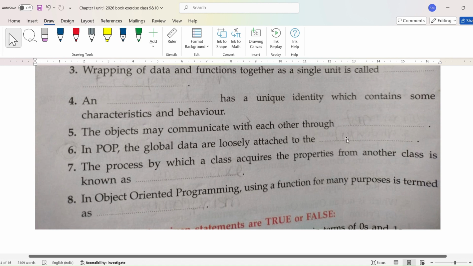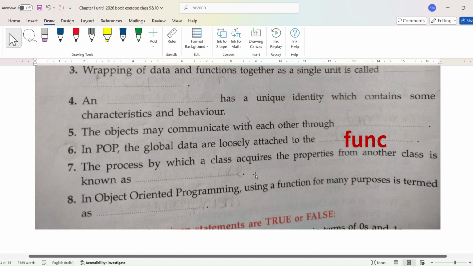Question 4. Dash has a unique identity which contains characteristics and behavior. Answer: object. An object has a unique identity which contains characteristics and behavior. Question 5. Objects communicate with each other through dash. The answer is functions. Question 6. In POP, the global data are loosely attached to the dash. The answer is functions. In POP, data flows freely. In OOP, data is restricted and protected.